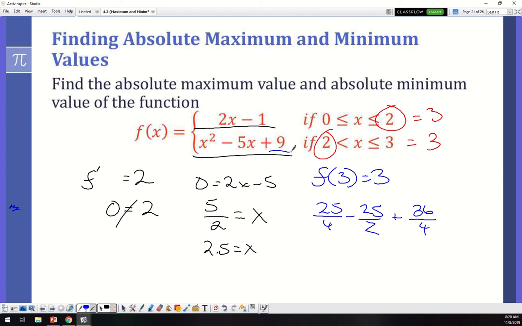All right, I left this as fractions because it's going to be even easier. So this is basically 50 over 4, right? They're all going to have common denominators. Okay, so all common denominators are 4 now. So 25 minus 50 is going to give me negative 25, and negative 25 plus 36 is going to be 11 over 4, which comes out to be 2.75.